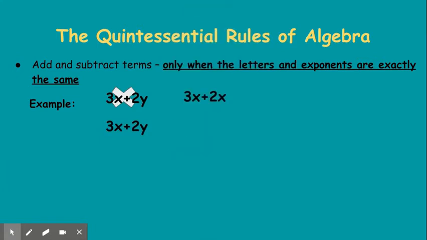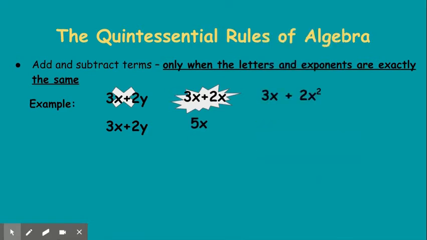Well, let's say that we have 3x plus 2x. Well, the letters are the same, they're both x, and they both have an imaginary exponent of 1. Therefore, we can add them together. So if we have 3x's plus 2x's, then I have a total of 5x's.